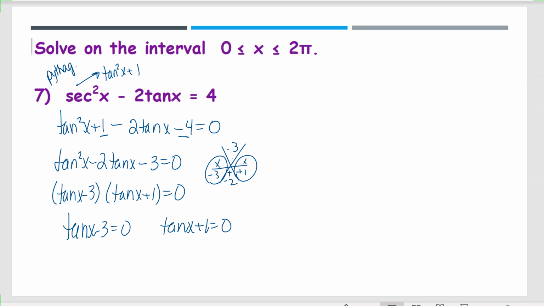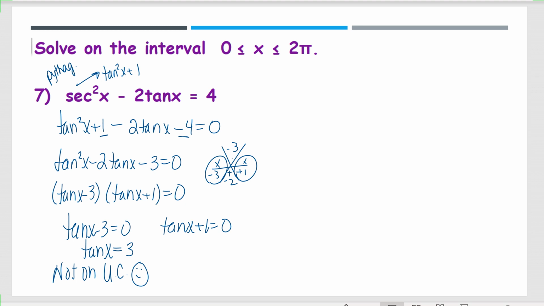Okay, so when we isolate tangent in the first factor, we add 3 to both sides. Tangent of x equals 3. Right now, we haven't gone through how to determine these values if they're not on the unit circle. So we're just going to put that the solution is not on the unit circle, and we'll get to that in the next lesson. So we can come back and revisit these and actually determine those values. Okay, so that one, not a solution on unit circle.